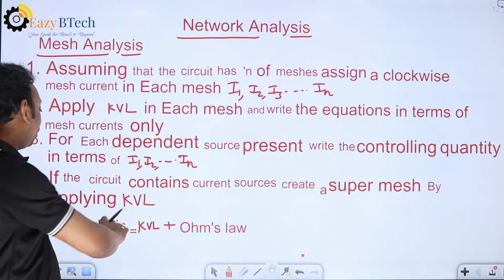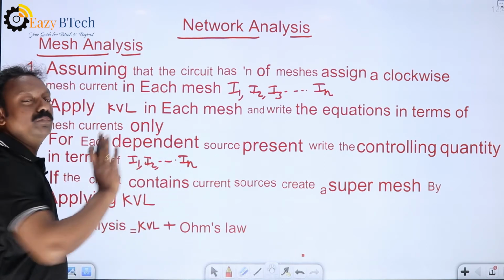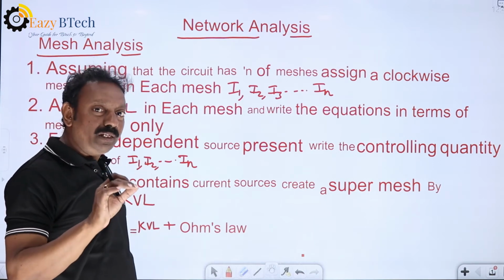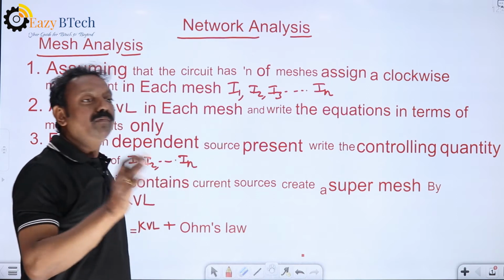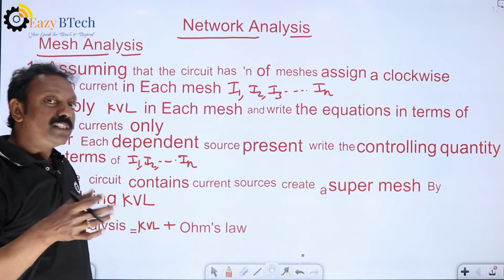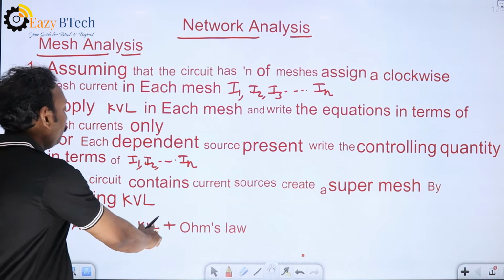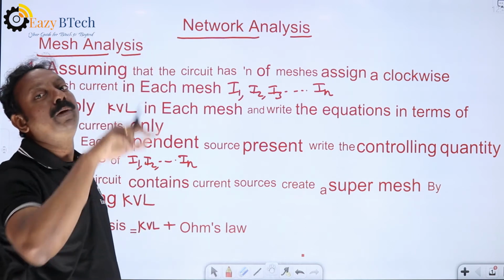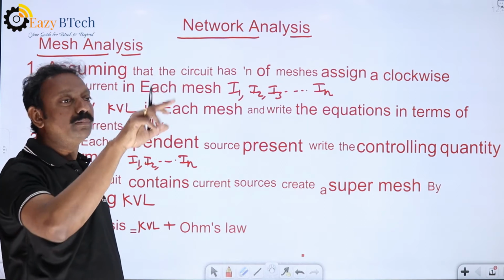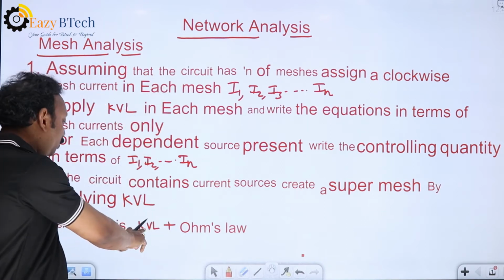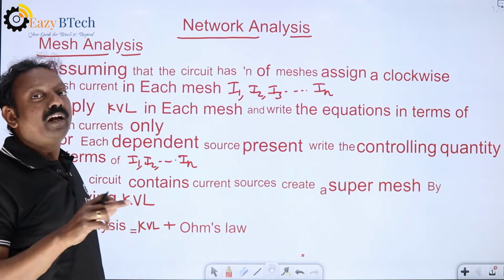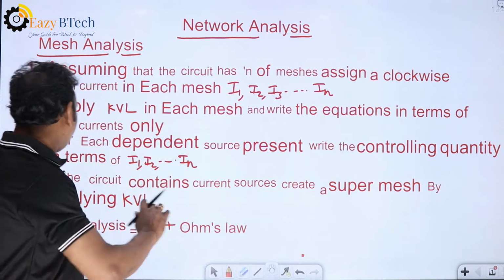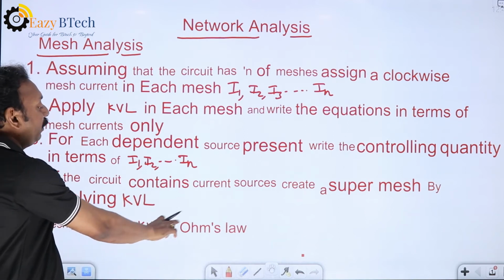Simply, mesh analysis we can say is KVL plus Ohm's law. KVL we are applying in a closed loop. Ohm's law means voltages we are writing as I into R drop. Whereas nodal analysis is KCL plus Ohm's law, where currents are written in terms of V by R, in terms of node voltages by R. But here, using KVL, voltages we are writing in terms of I into R drop. So simply, mesh analysis equals KVL plus Ohm's law.